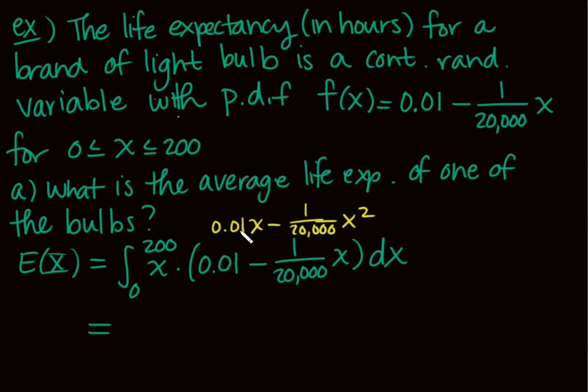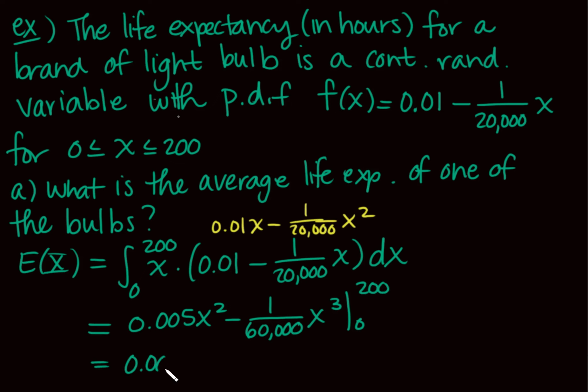So add 1 divided by 2, I get 0.005 x squared minus, so if I add 1, okay, I can do this. Add 1 and divide by 3, I get 3 times 20,000 is definitely 60,000, right? I'm pretty sure it is, from 0 to 200. So you can see that this actually isn't too bad. So I'm going to plug in the 200.